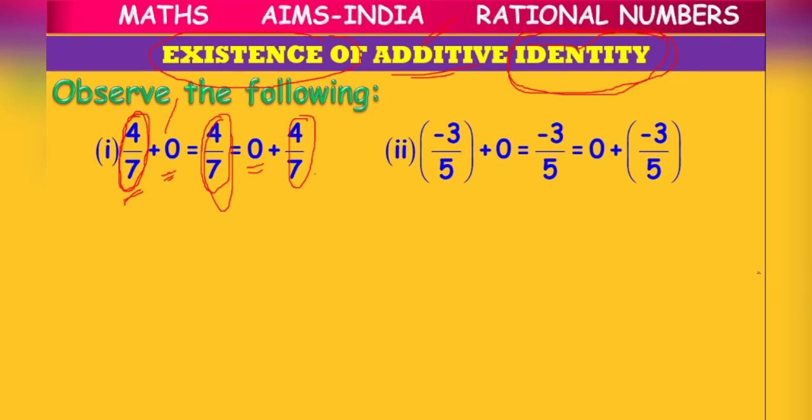In the second example, we have minus 3 by 5. For minus 3 by 5, we can add 0. But what about the result? The result is minus 3 by 5 only. No change in the rational number.